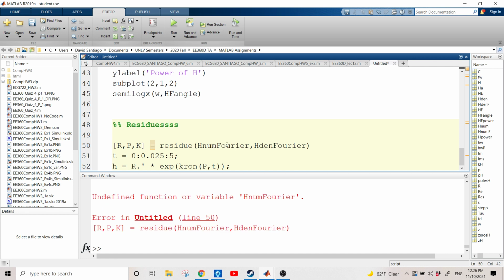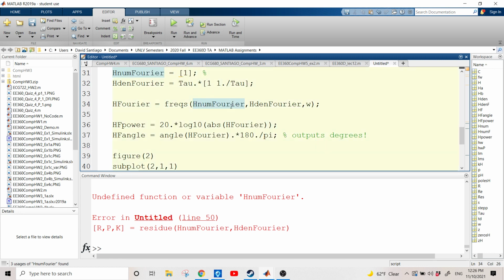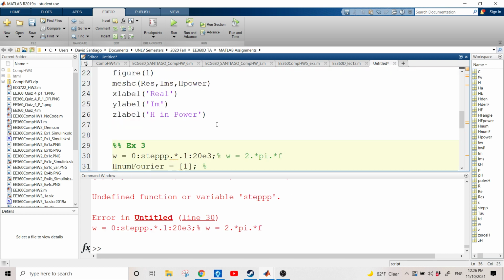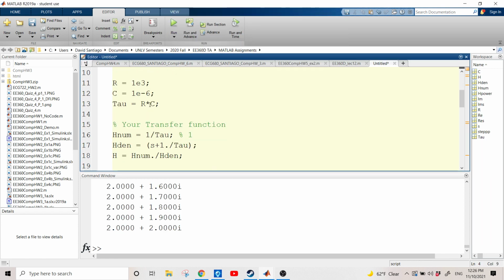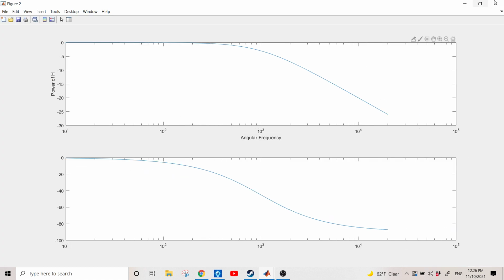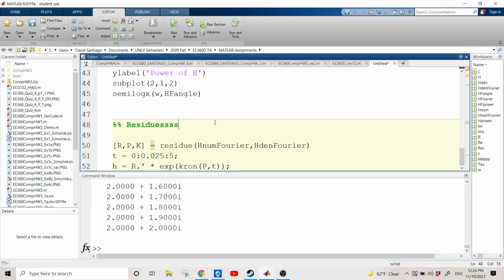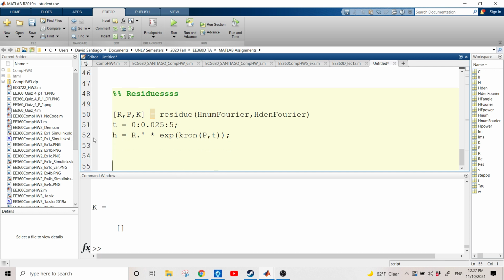Boom. What's going on? Run that. Oh, because okay, whatever. There we go. Same plot. Run this again. There we go. Easy. Residues. And did it plot? Oh, that's because I didn't plot it. Hold up. Figure.